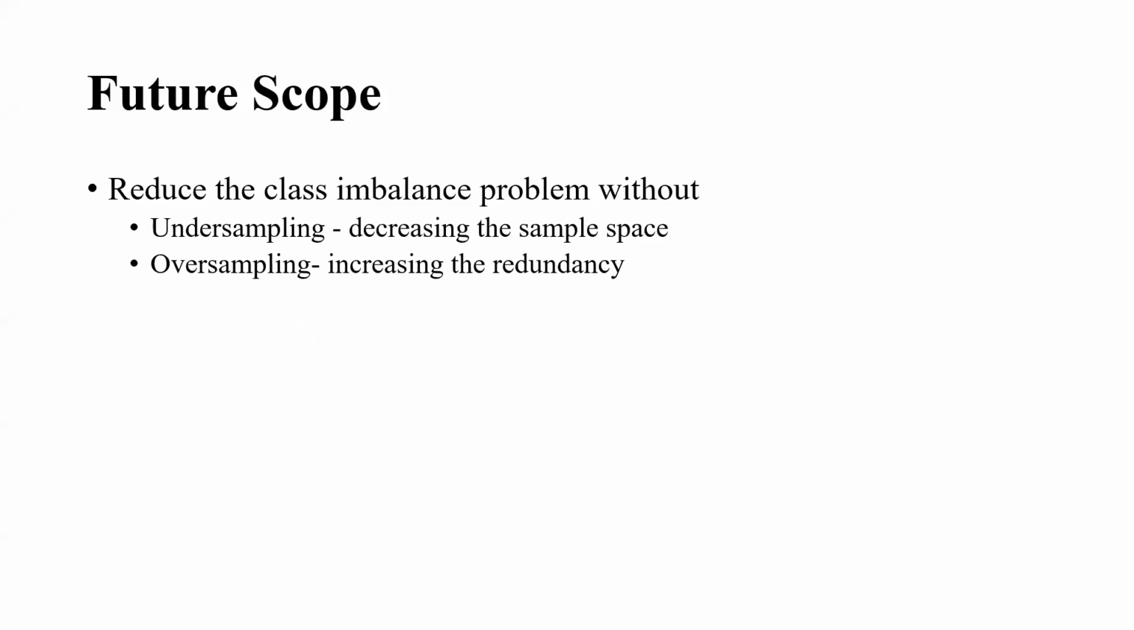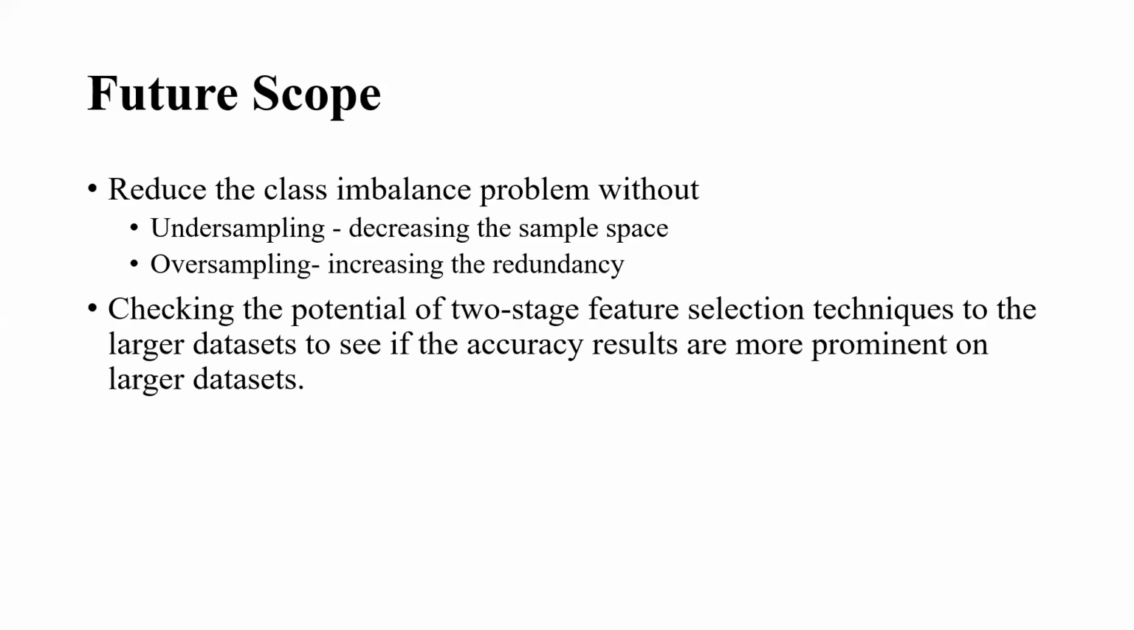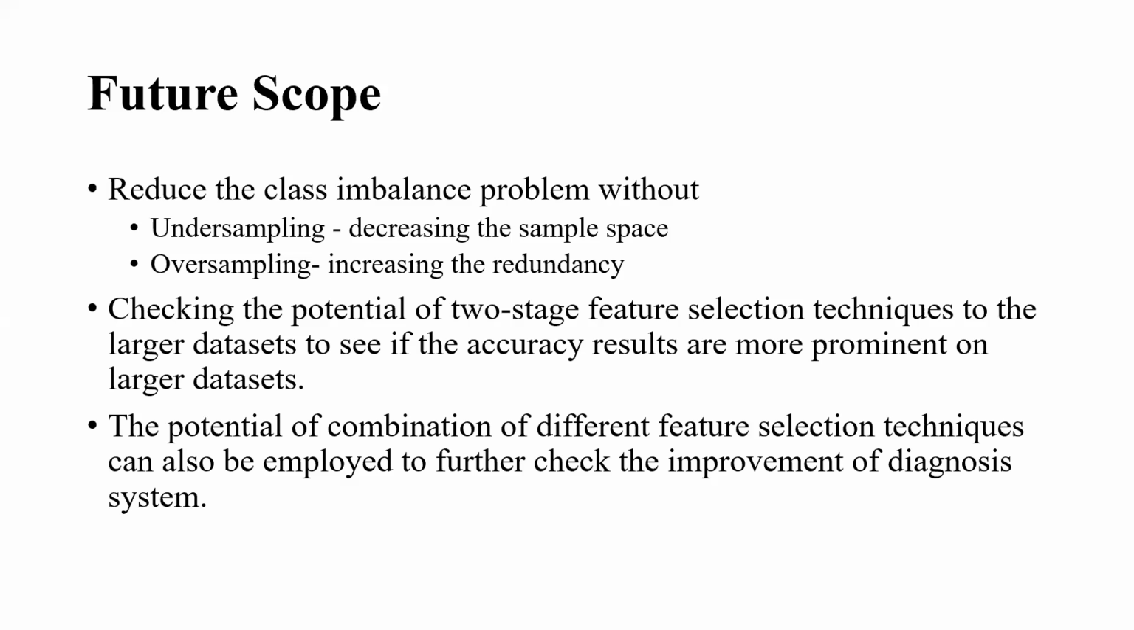Now, what is the future scope? There is a class imbalance problem here. That is, Parkinson patients are very few and healthy controls are more. So we'll try to reduce this problem without using oversampling and undersampling techniques, because they both have their own problems. In oversampling, there is an increase in redundancy, and in undersampling, there is a decrease in the sampling rate. The next future scope can be to test this technique on a larger dataset to see the prominence of the results, and the potential of deep learning can be employed to further check the diagnosis system.